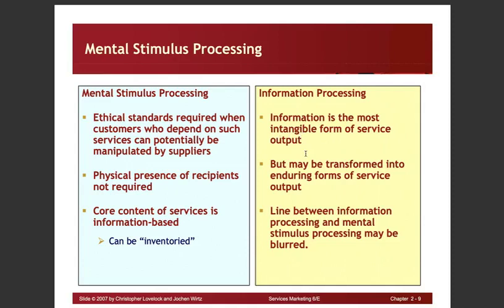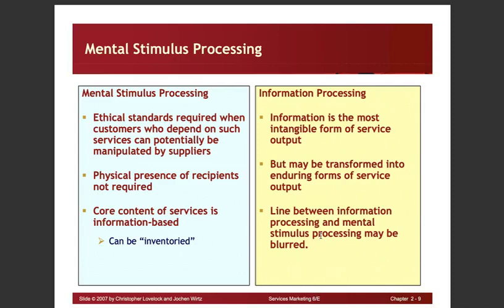So information is the most intangible form of service output, but may be transformed into an enduring form of service output. The line between information processing and mental stimulus processing may be blurred. Yes, sometimes people are very confused to differentiate whether it is called mental stimulus or information processing. Sometimes it is blurred. For example, if you learn the banking system, but again you are a customer but also you learn something regarding the banking system. So I think it's a combination between mental stimulus processing and information processing.